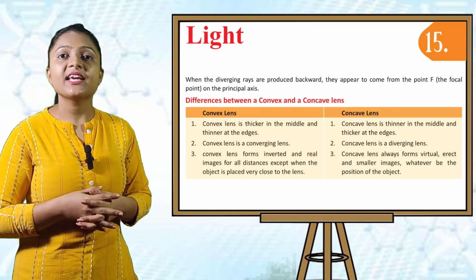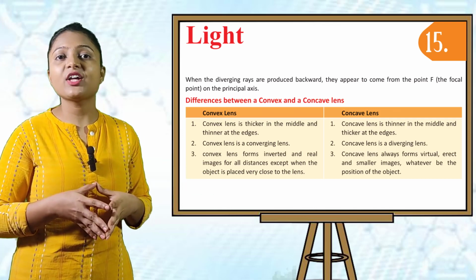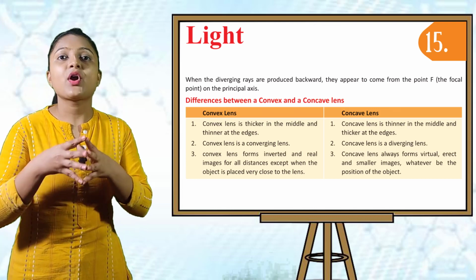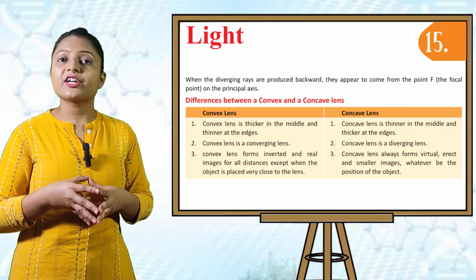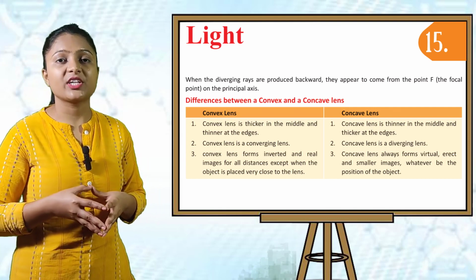Convex lens forms inverted and real images for all distances except when the object is placed very close to the lens. Concave lens always forms virtual, erect and smaller images whatever be the position of the object.